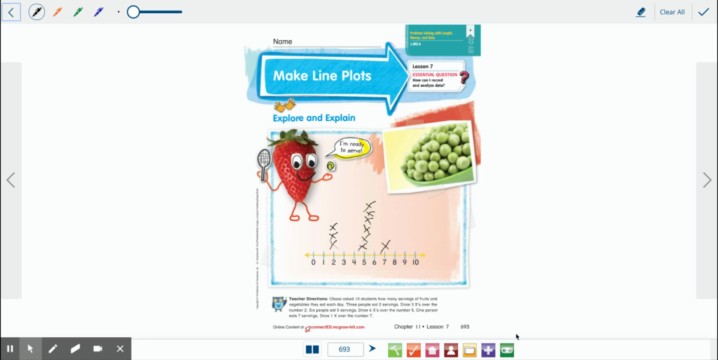So when I'm looking at my line plot, I can see that 5 servings is the most popular vote because there's more plots. I see a longer line of X's. So when you're done that, you're going to turn to the next page, our See and Show page, and we're going to make some more line plots.